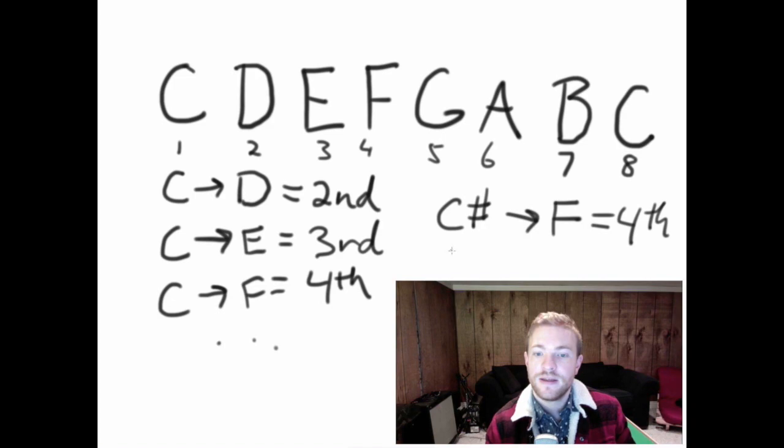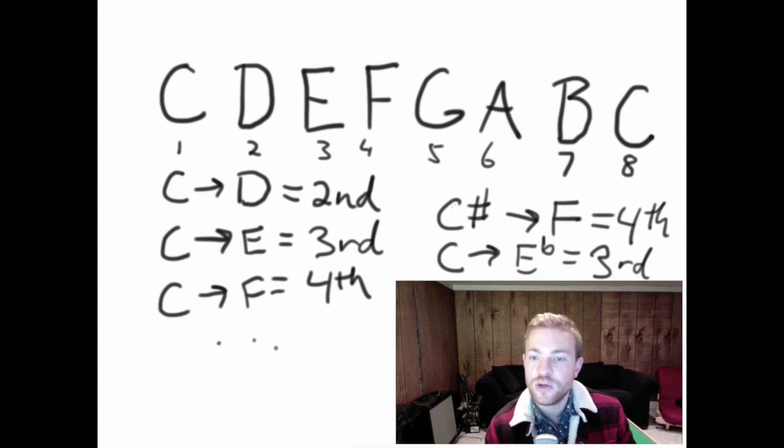Or let's say a C to an E flat would still be considered a third. Okay? So you ignore the sharps and flats and you just count the number of alphabetical steps in that interval. The second thing that we need to know about this alphabetical naming system is that we don't necessarily have to start from C. We can start from any letter and go to any letter, and the number of alphabetical steps it takes to get there becomes the numerical name of the interval.